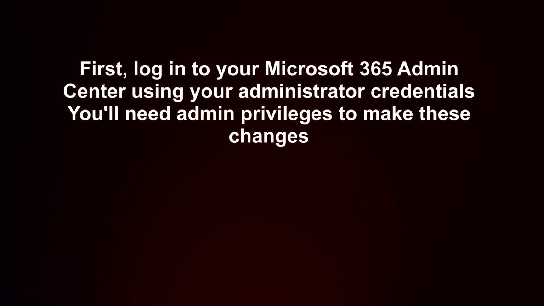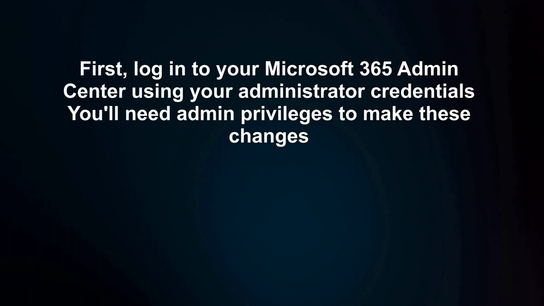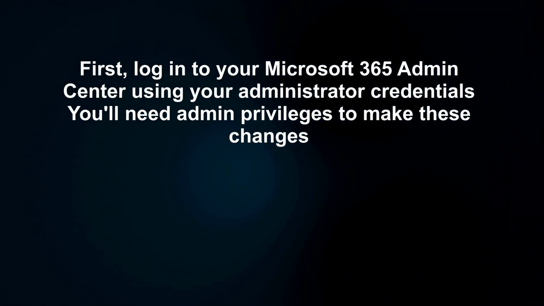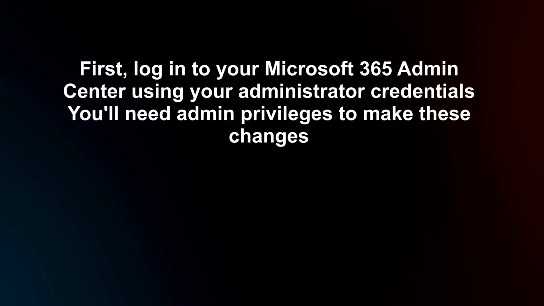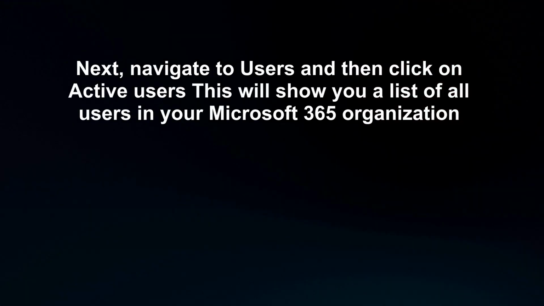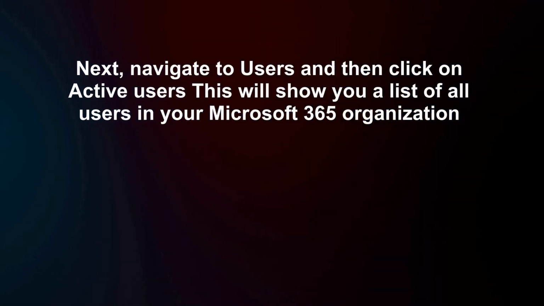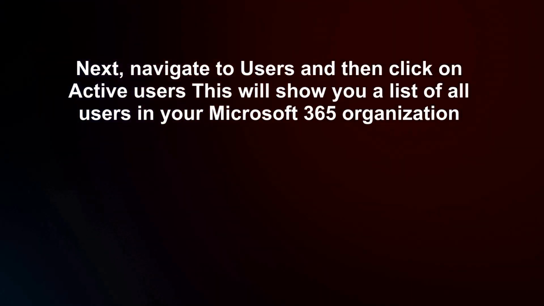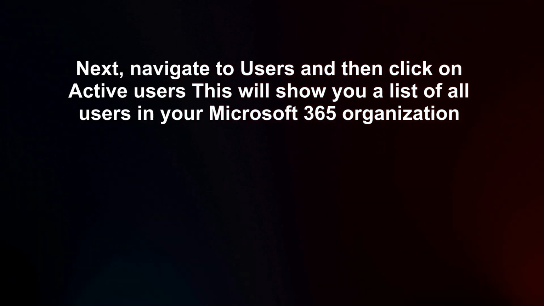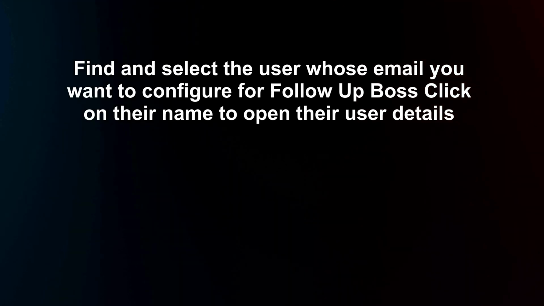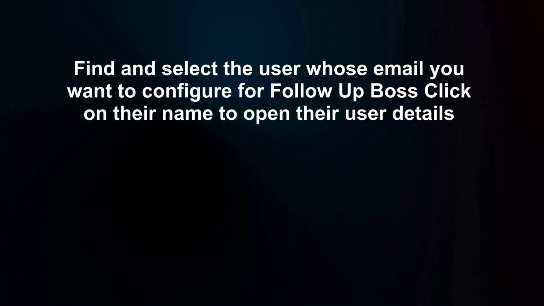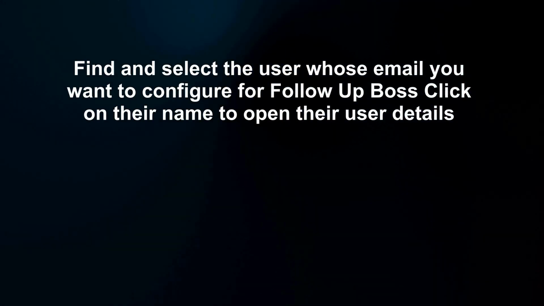First, log into your Microsoft 365 Admin Center using your administrator credentials. You'll need admin privileges to make these changes. Next, navigate to Users and then click on Active Users. This will show you a list of all users in your Microsoft 365 organization. Find and select the user whose email you want to configure for Follow Up Boss. Click on their name to open their user details.